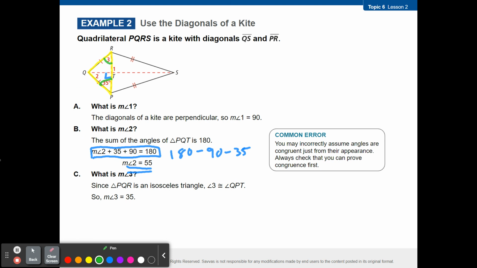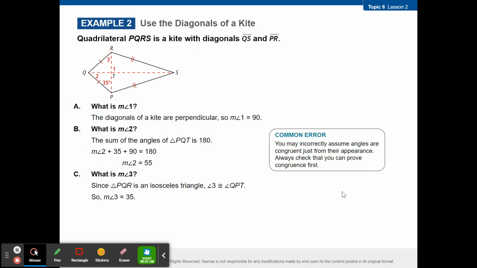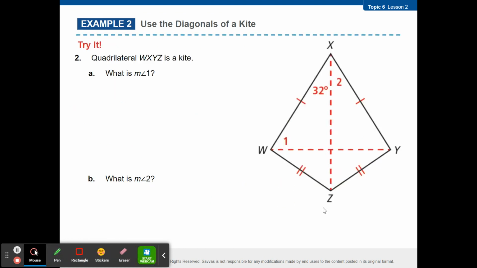Okay? Questions on 2 before I move on? This is actually something very interesting that you guys should probably note. You may incorrectly assume angles are congruent just from the appearance. Always check that you can prove the congruence first, which is another fancy way of saying don't trust the picture, trust the math. Okay? I think we all kind of learned our lesson there with that one quiz, right? Okay, let's try these out.